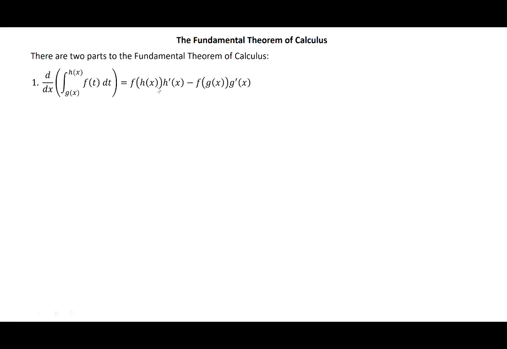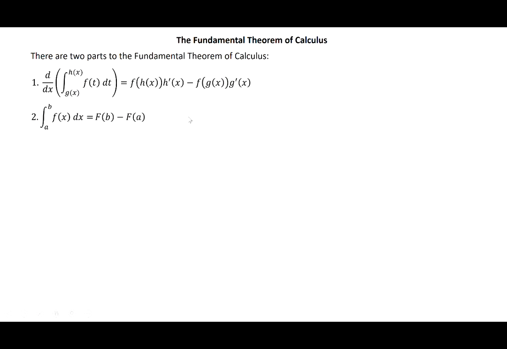f of h of x times the derivative of h itself, okay, minus f of g of x times g prime of x. The same thing with the lower limit. f of g of x, g prime of x. I didn't do this here. But let's say, yeah, maybe I'll come to it later.